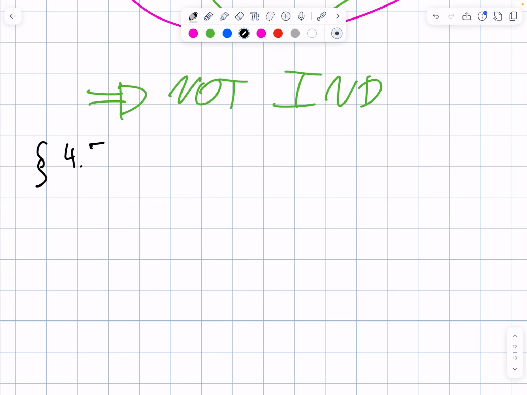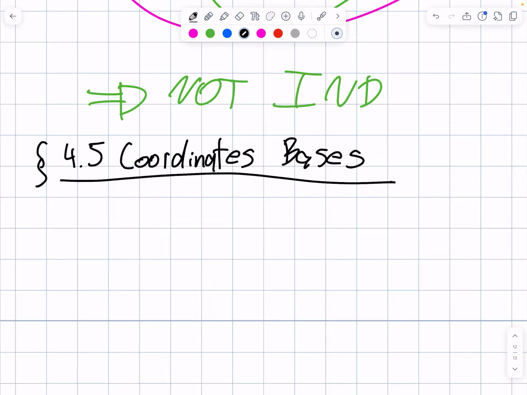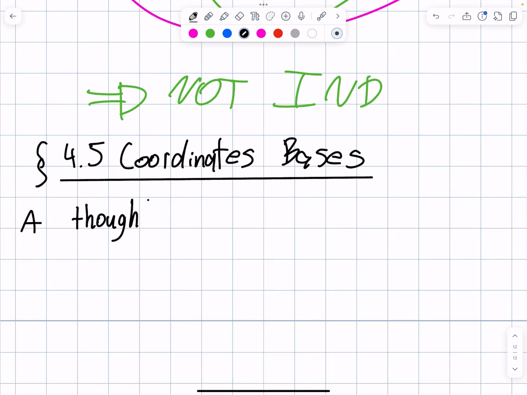Okay, so this is 4.5 coordinates and bases. Very cool topic. A physicist would tell you it's the whole point of this class, and I would tell you not to talk to physicists. Okay, 4.5 coordinates and bases. So here's just a little thought experiment. And I just want to introduce this thought experiment, and then end the lecture. We won't do any fancy math after this.